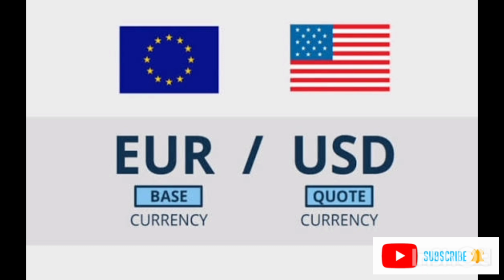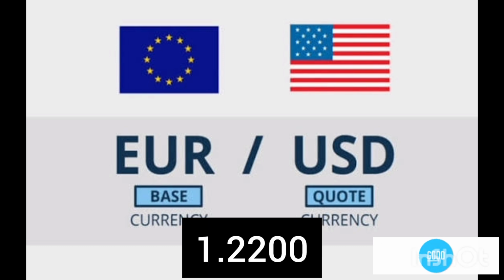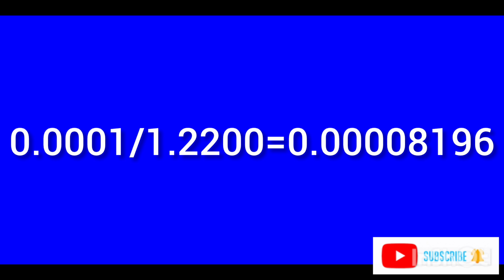For example, euro to US dollar at 1.2200. First calculate 0.0001 divided by 1.2200, which gives 0.00008196 in euros. Then multiply by the exchange rate, 0.00008196 times 1.2200, which gives approximately 0.00009999, and when rounded, it becomes 0.0001.